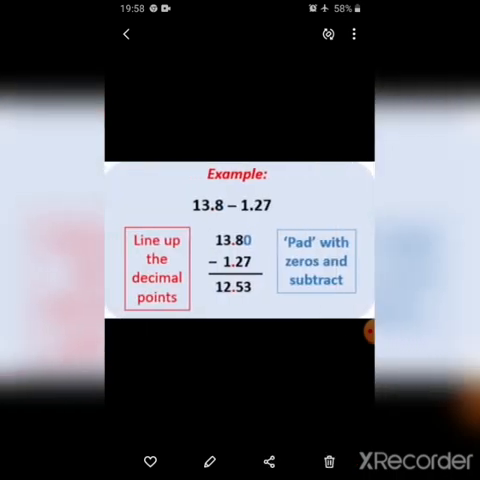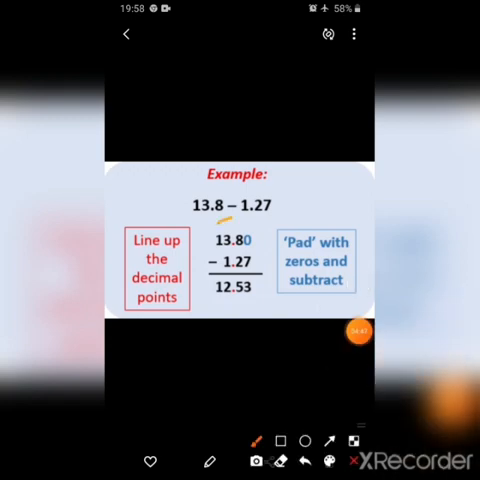Here is a subtraction question. 13.8 minus 1.27. Here look, only 8 is given here, and here 1.27 is given. So 13.80, you pad with 0 here and subtract.